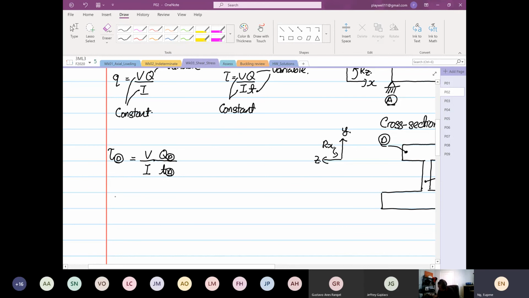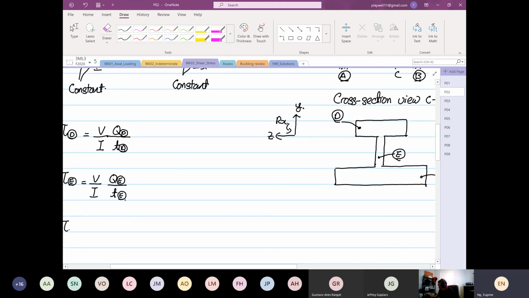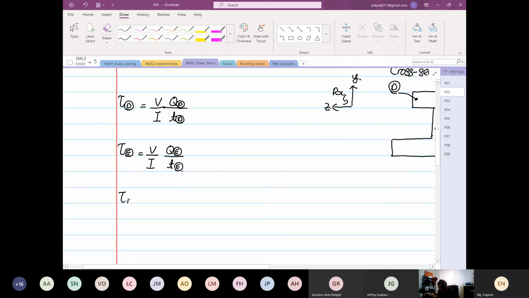Then if you want to look at the shear at point E, you still use the same V over I. What changes is the first moment of area of point E divided by the thickness at point E. Then again, we look at the shear at point F. V over I is still the same. The point of interest will change, but your first moment of area and the thickness will change.